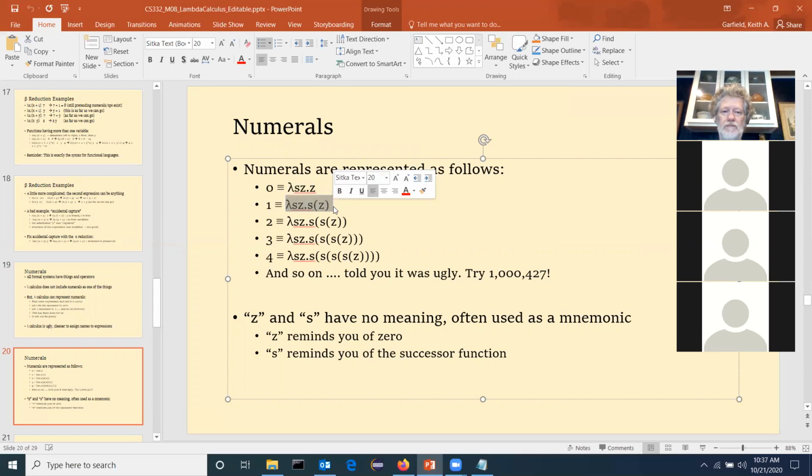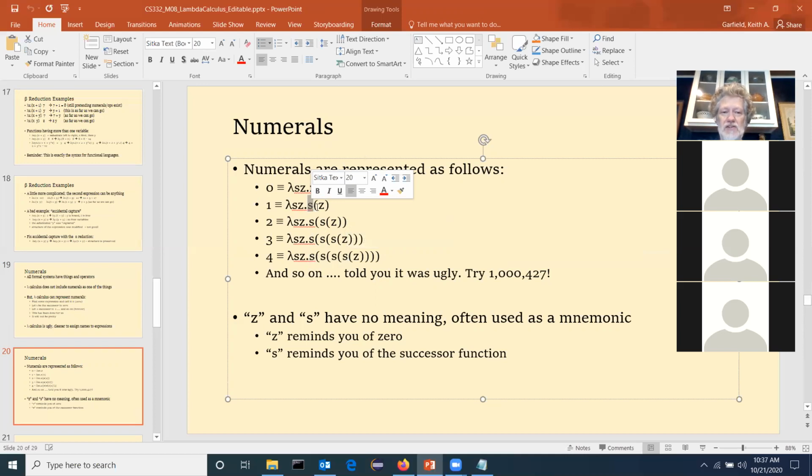1 is the same thing, but with this s in parentheses outside of the z. And 2 has 2 s's outside of the z. And 3 has 3 s's outside of the z, and so on. And what this really is, you can interpret it in your head, even though this is mindless, you can still assign meaning to it, where that's the successor.